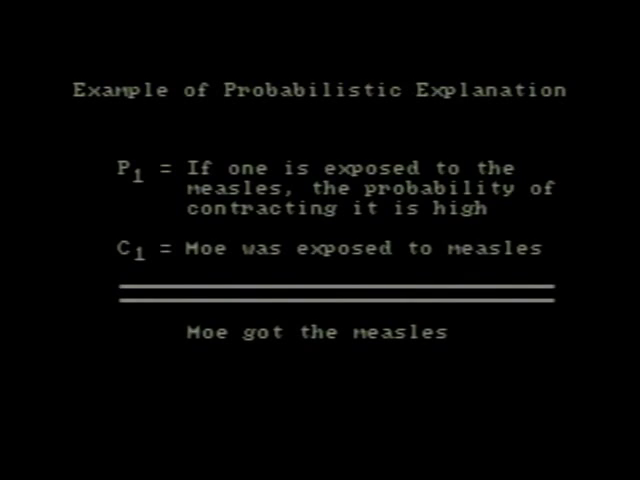to measles. Therefore, and this is now no longer a deductive link, these double bars, Hempel said, means makes highly probable. So I want to emphasize that both deductive nomological explanations and probabilistic explanations are different kinds of covering law explanations. So they all fit within Hempel's covering law model of scientific explanation.